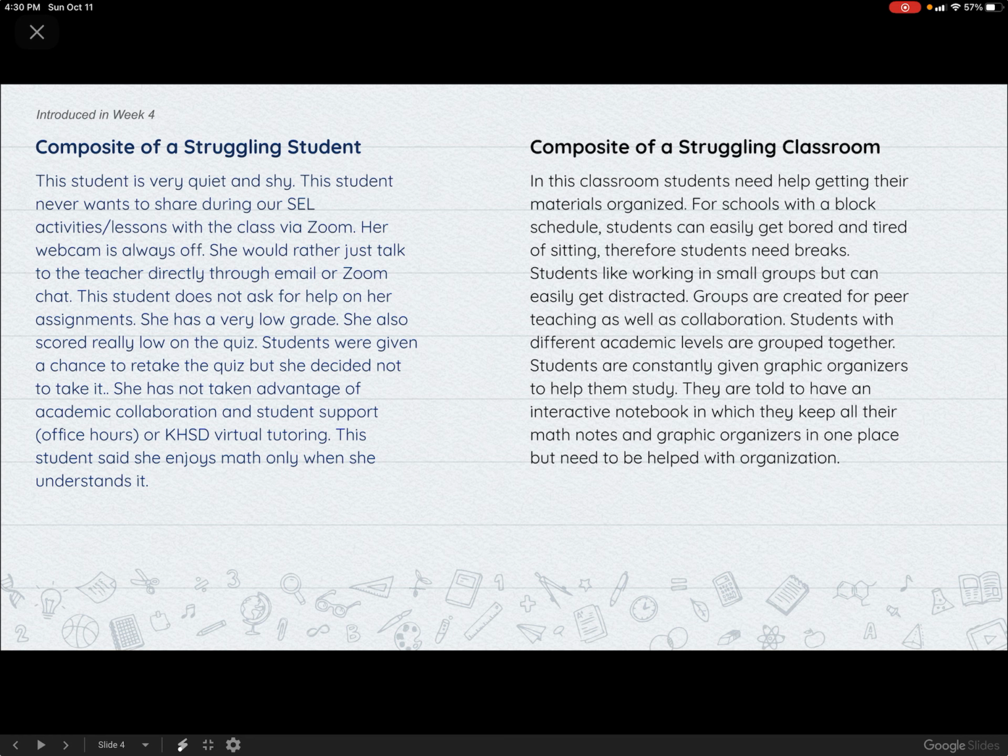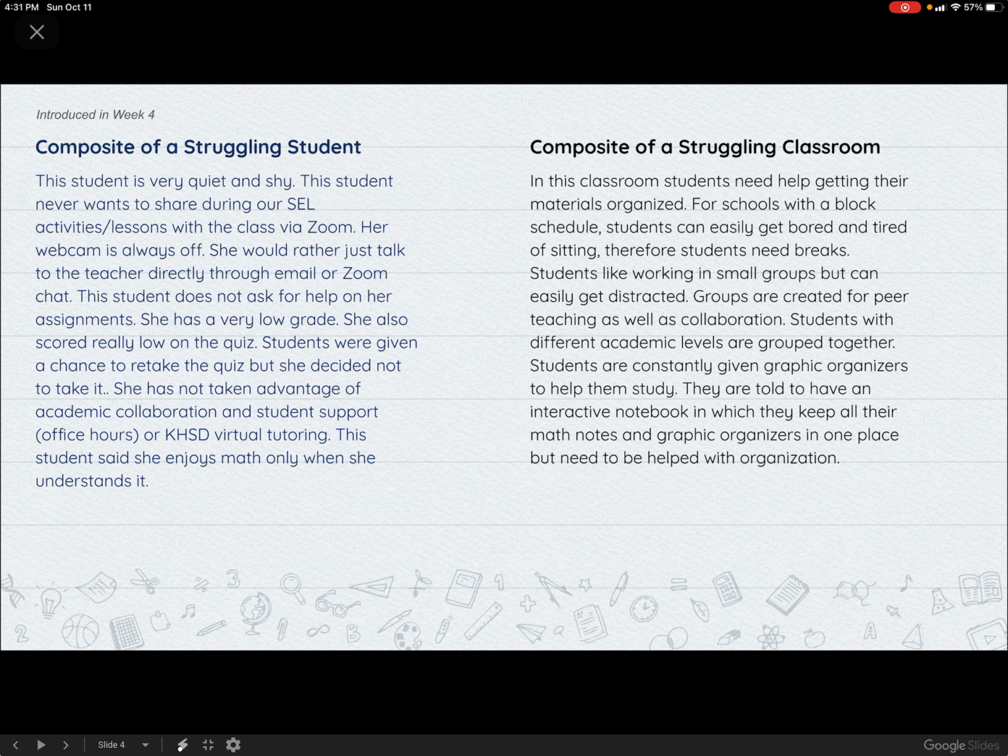So here I have the composite of a struggling student and a struggling classroom. For the struggling student, this student is very quiet and shy. She never wants to share during SEL activities and lessons with the class via Zoom. Her webcam is always off. She would rather just talk to the teacher directly through email or Zoom or the Zoom chat. The student does not ask for help on any of her assignments, and she doesn't ask questions either. She has a very low grade.